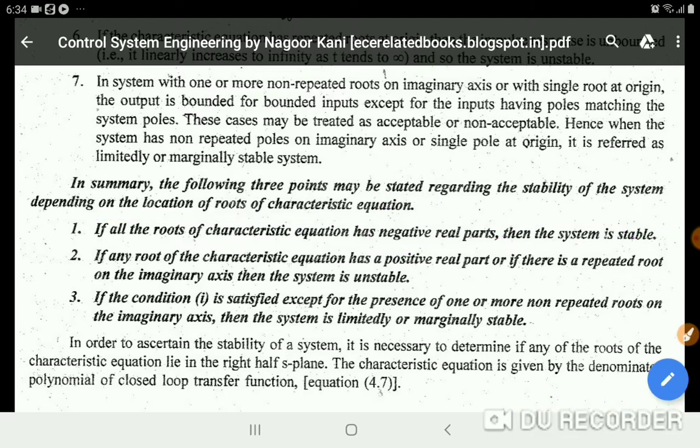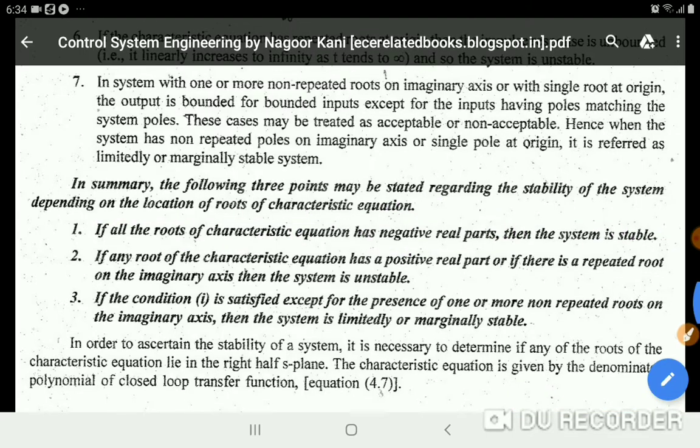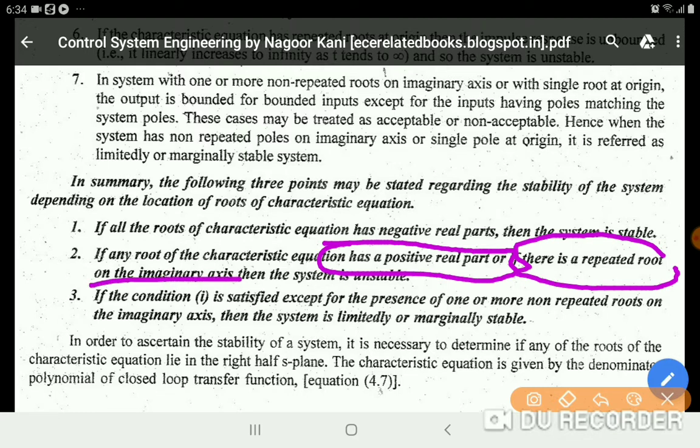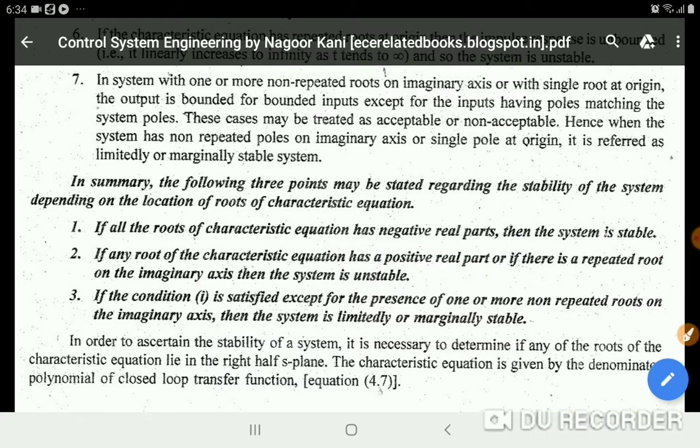Then the second point: if the roots of the characteristic equation have positive real parts, or if there is a repeated root on the imaginary axis, then the system is unstable.